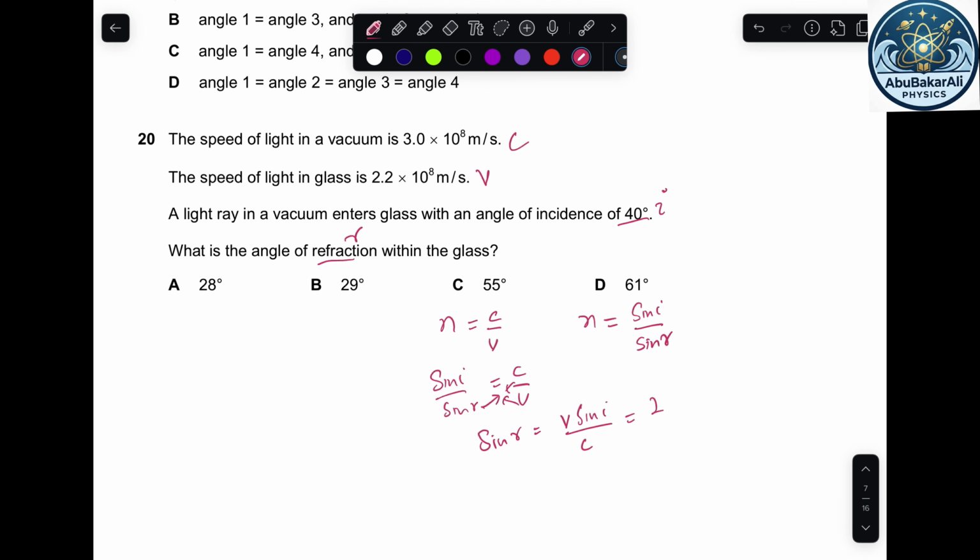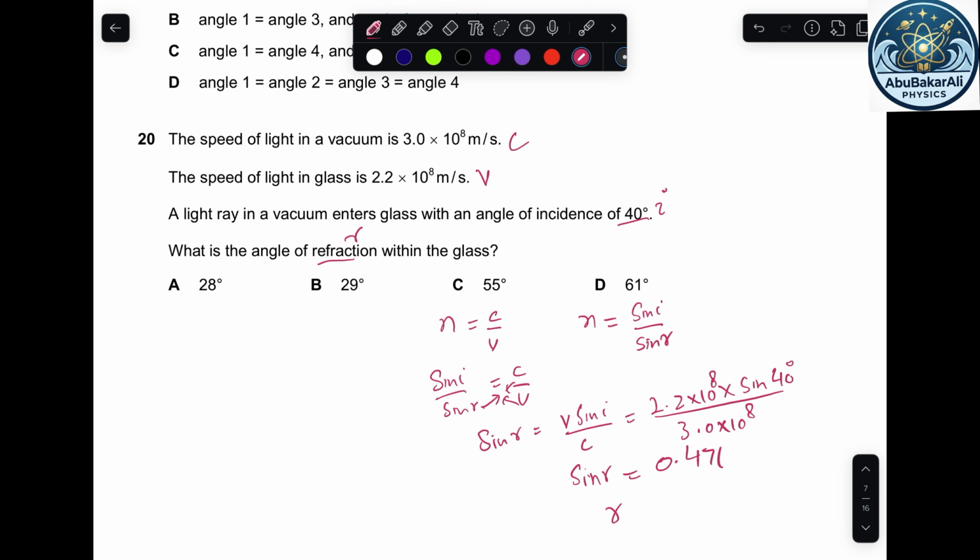V is 2.2 × 10^8 into sine I, which is 40 degrees, divided by 3.0 × 10^8. When you do the calculation, let me do it. We have sine 40 multiplied by 2.2 divided by 3. So I'm getting 0.471, that is sine of R.